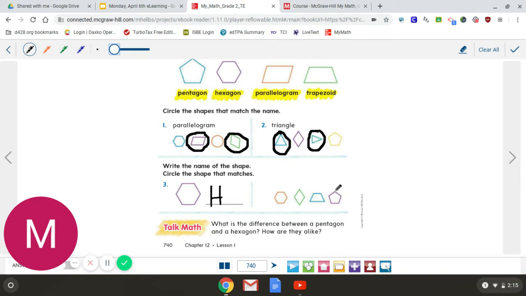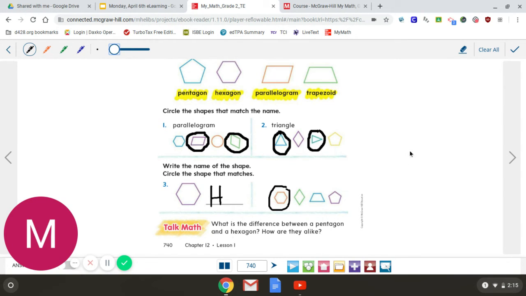Let's count the sides. 1, 2, 3, 4, 5. We're one side short. This is a pentagon. So that means this one's our hexagon. And we can double check by counting 1, 2, 3, 4, 5, 6 sides. So very good, boys and girls.